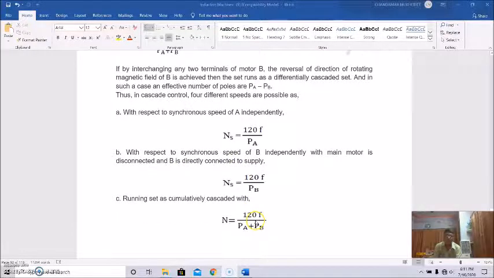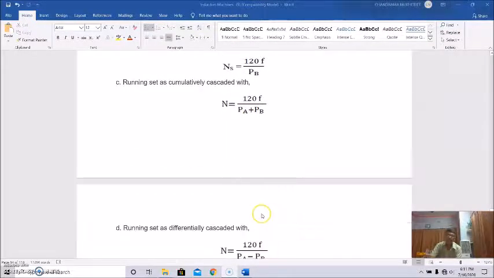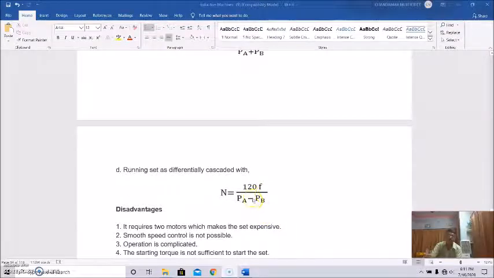And then running the set as either cumulative cascading or differential cascading. When running the set as cumulative cascaded, its speed will be N equal to 120 f by Pa plus Pb, and for differential cascading, N equal to 120 f by Pa minus Pb. So these four possible speeds can be derived from these cascade connections.